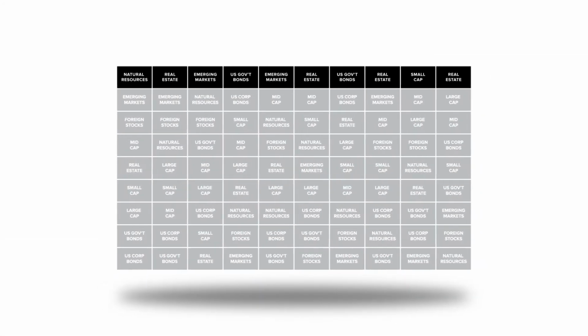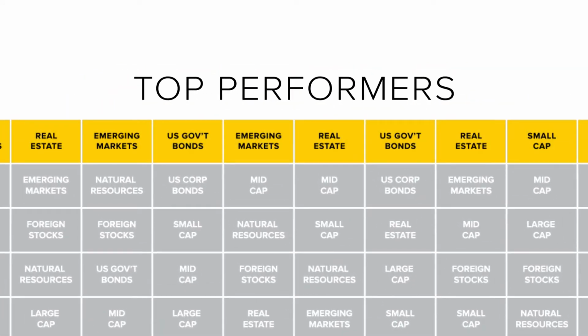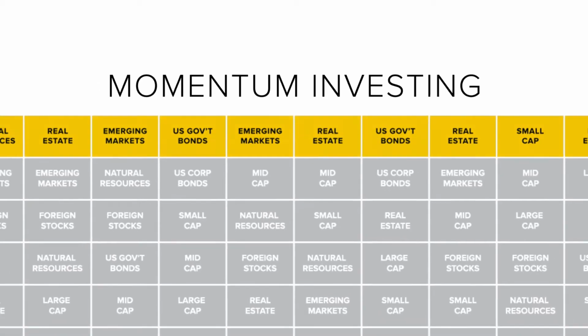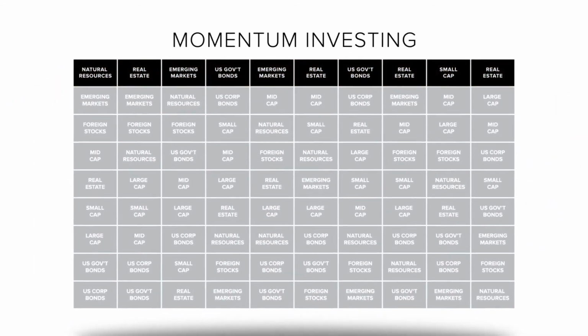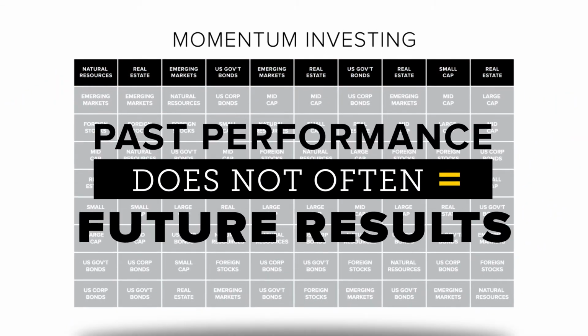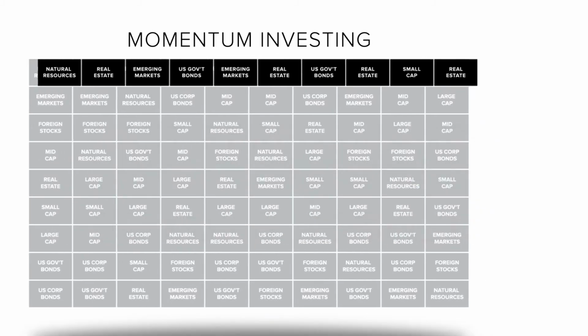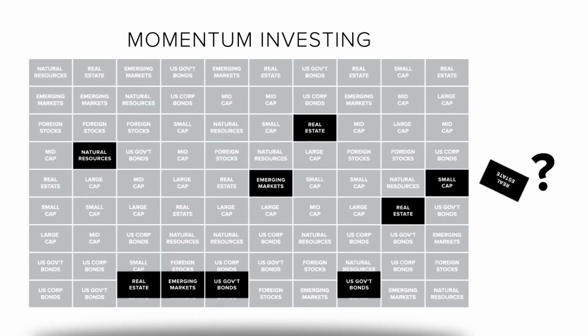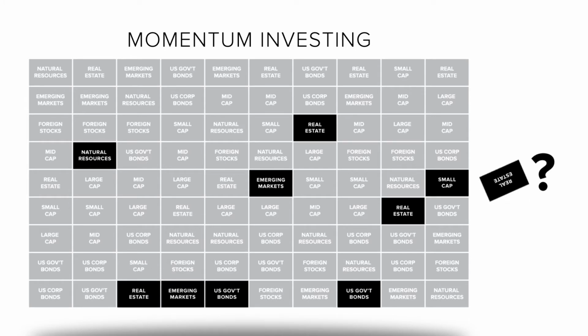The second strategy is to invest in last year's top performers. This is referred to as momentum investing. While this strategy seems logical, history shows us that past performance is not a good indicator of future results. In fact, over time, it is rare for a single asset class to remain the best performer for multiple years in a row.